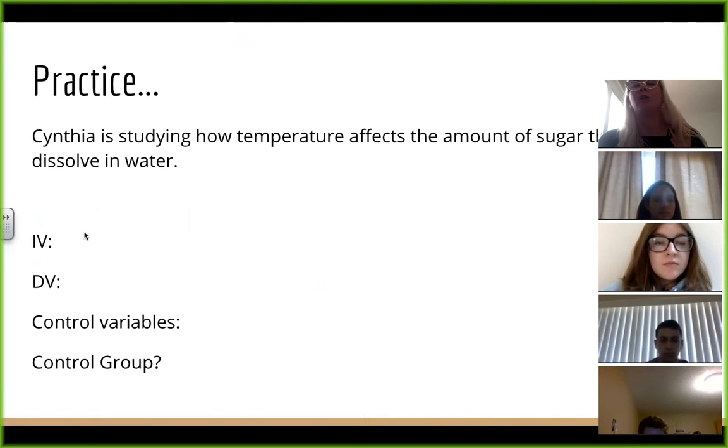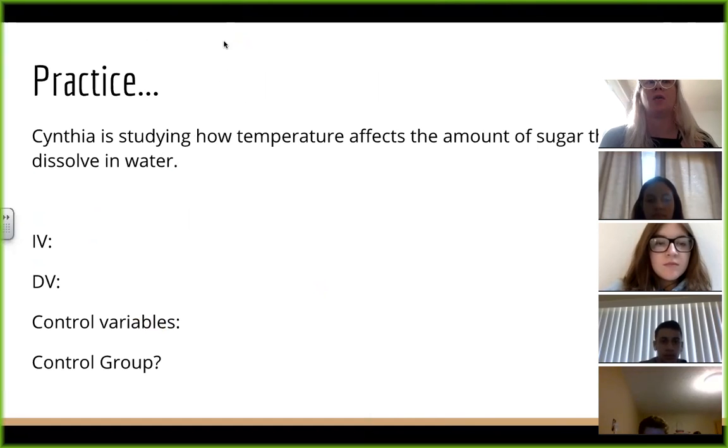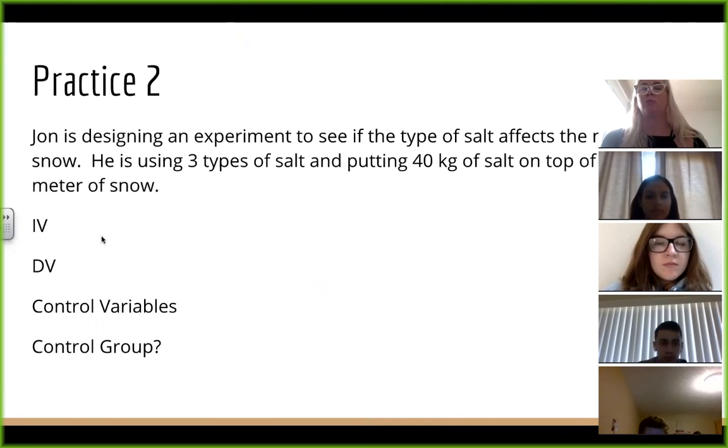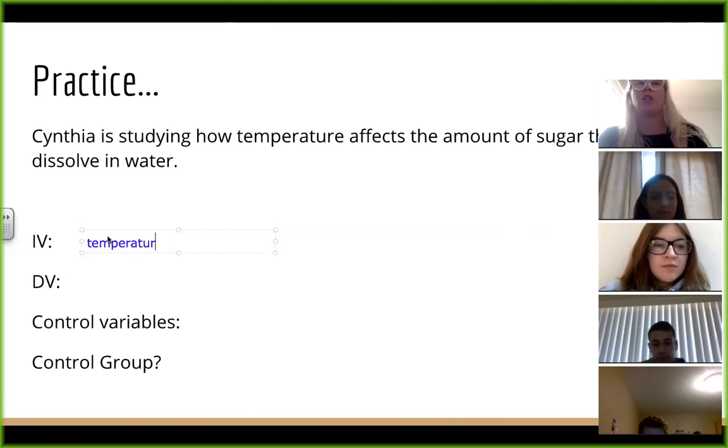So what is our independent variable here? What is Cynthia, as a scientist, changing in her experiment? The temperature? Yes, awesome, right? She's saying literally how does temperature affect the amount of sugar? So she's going to be changing the temperature. She might have cold, warm, hot, right? She might have a whole bunch of different ranges. We don't know. She didn't explain, but something like that. So you are right. She is changing the temperature.